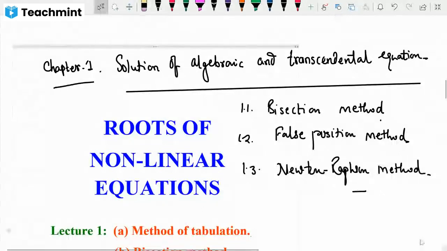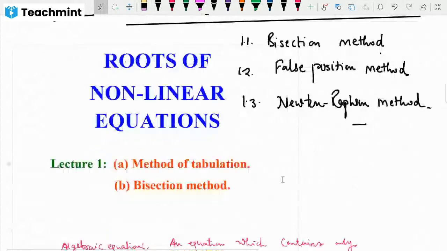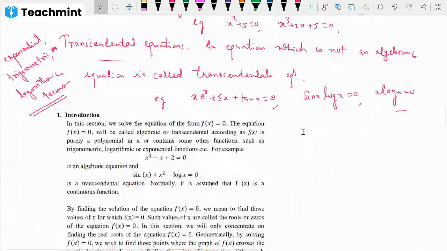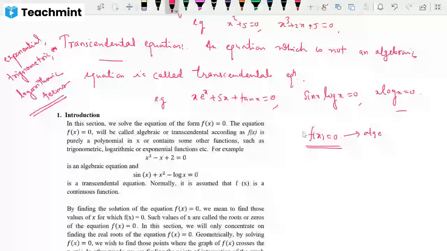So first, that is bisection method. So we'll continue. So what is bisection method? In this section, we'll solve equation of the form fx equal to 0. The equation fx equal to 0 will be algebraic or transcendental according to fx. So fx equal to 0 is an equation which we have to solve. It may be algebraic equation or it may be transcendental.